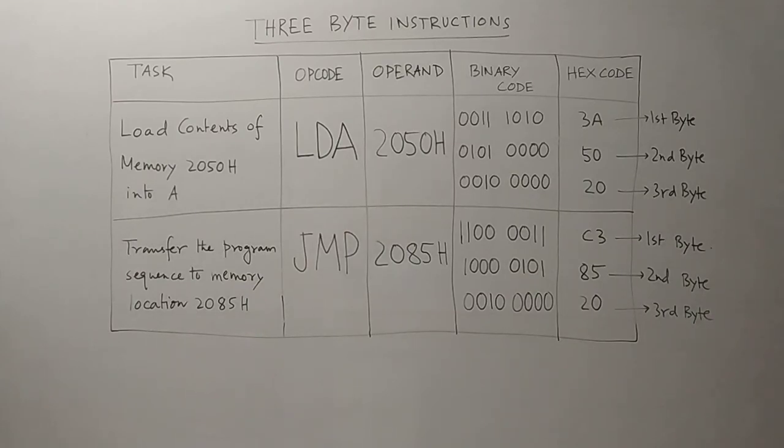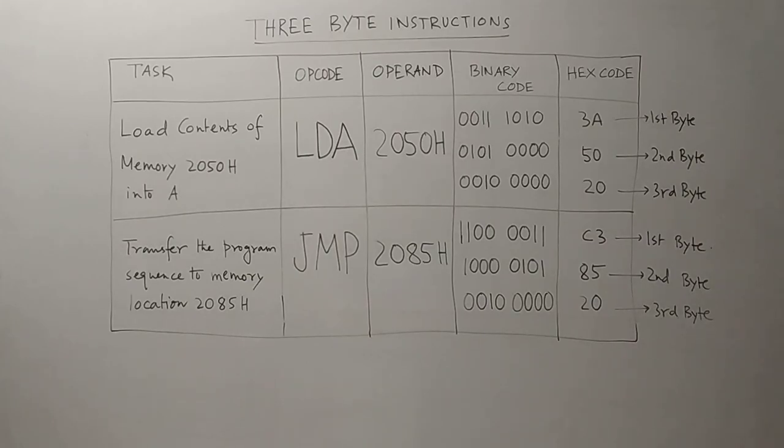Similarly, if the next task is to transfer the program sequence to memory location 8520H, the opcode will be jump, JMP. The operand obviously is a 16-bit address, so 8520H. So here 20 is our low order address, 85 is our high order address.